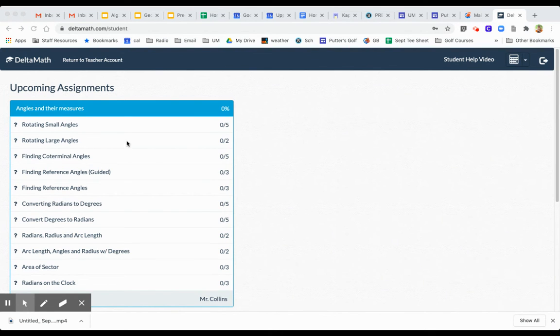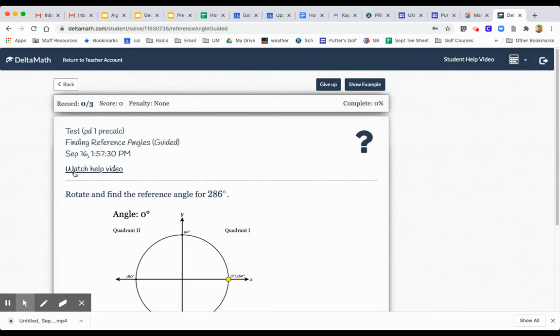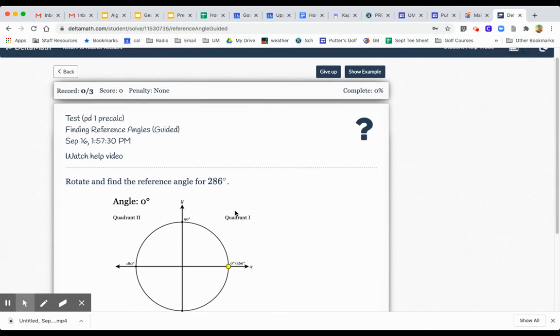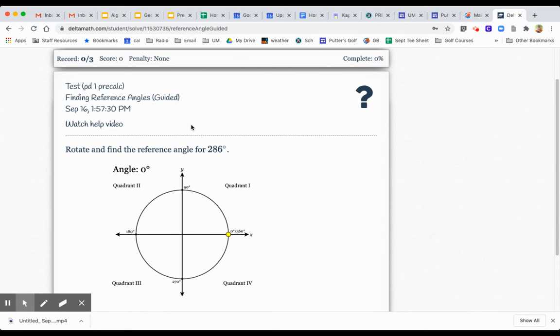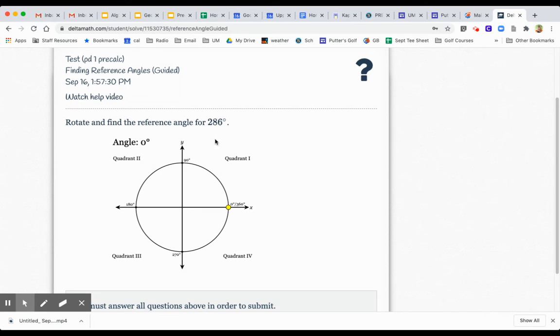Okay, so just to give you an example of what this looks like, let's click on Finding Reference Angles Guided. I think you'll see what I mean by guided. So if I click in there, first thing you'll notice is it says watch help video. So if your student, for whatever reason, gets stuck, they should go right here and they'll get a quick video that's specific, not to this problem, but a problem just like it.